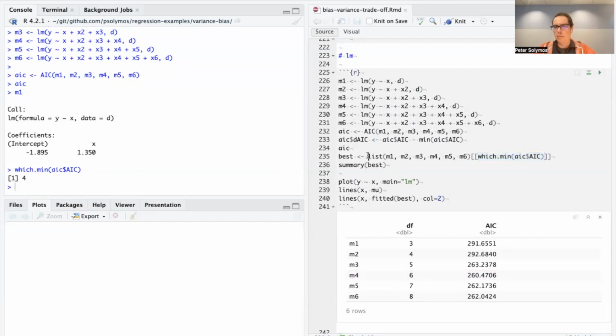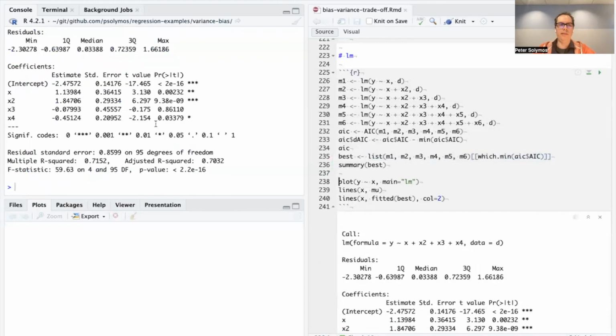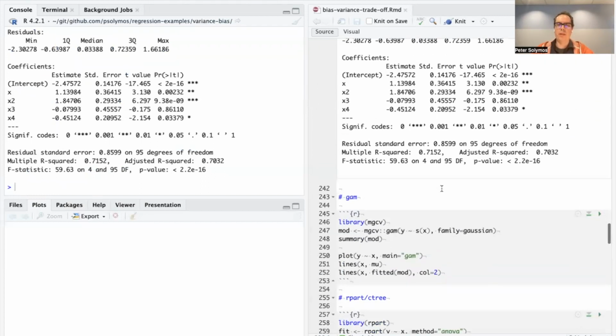What I do here is I put all these models in a list and I pick the best one, which is the 4th. And I just assign that to this object. Summary best is x1, 2, 3, 4. So this is what captures the relationship best given the data that we had.